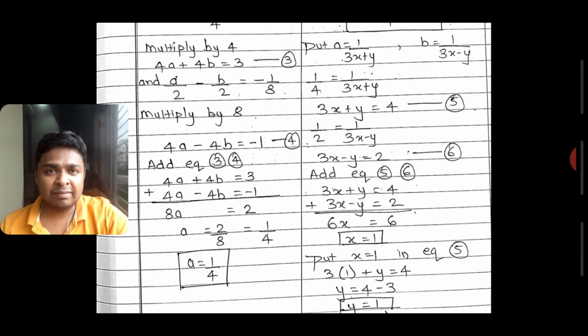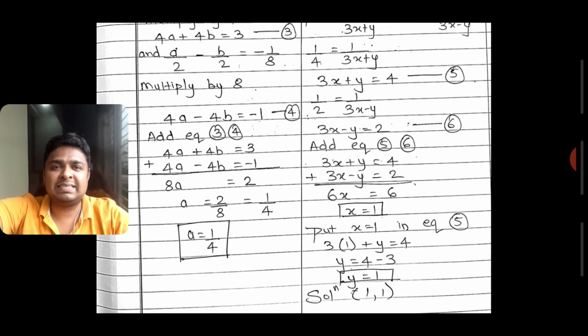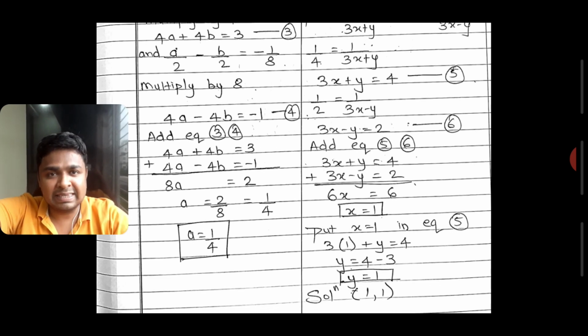3x plus y, 3x minus y. I'll get two new equations like this. 3x plus y is equal to 4 and 3x minus y is equal to 2. Solve them. You can see plus y, minus y. If we add them, then it will get cancelled. Plus y minus y gets cancelled. And you get x is equal to 1.